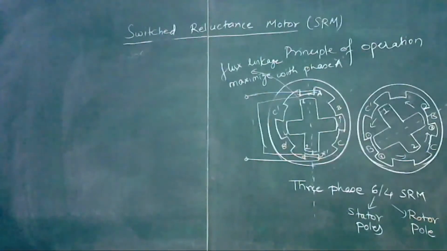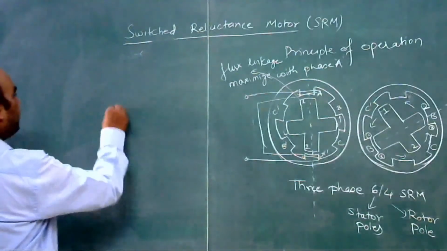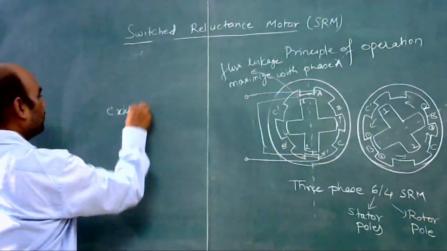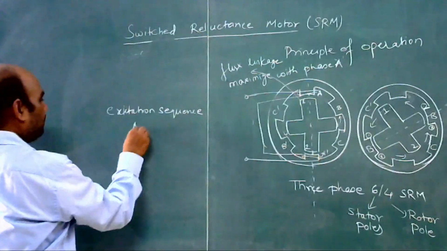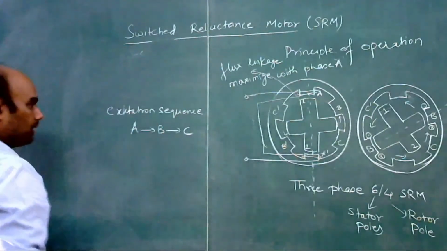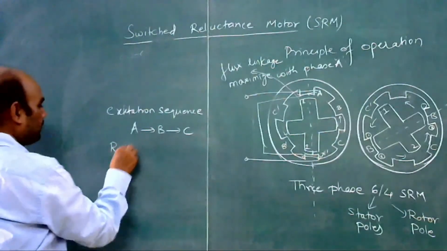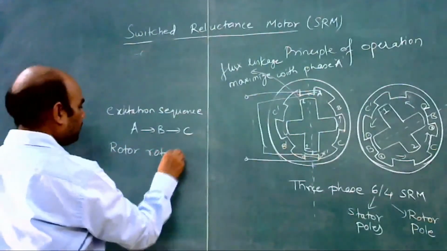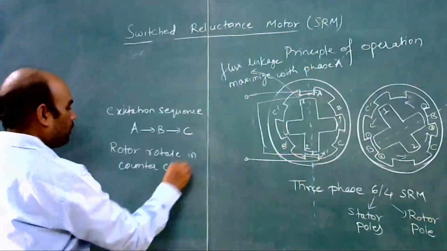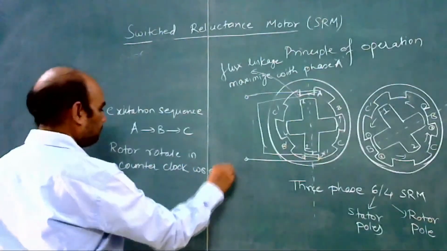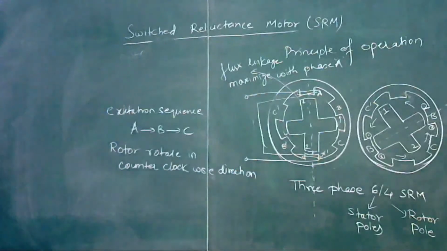So the motor rotates in the anti-clockwise direction for the excitation sequence in the clockwise direction. The excitation sequence is first we excite A, then B, then C, and the rotor will rotate counterclockwise. Okay, so in this way, the motor moves.